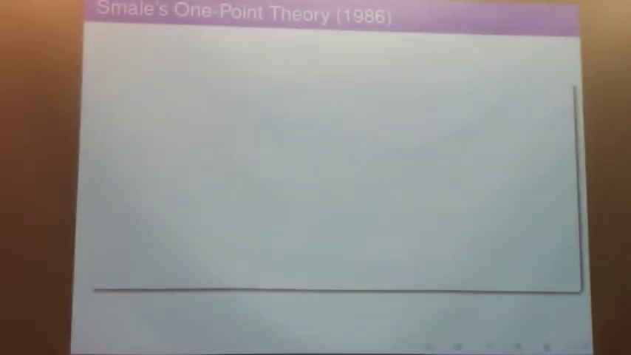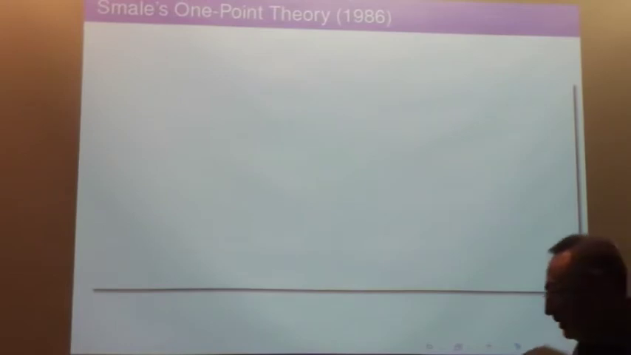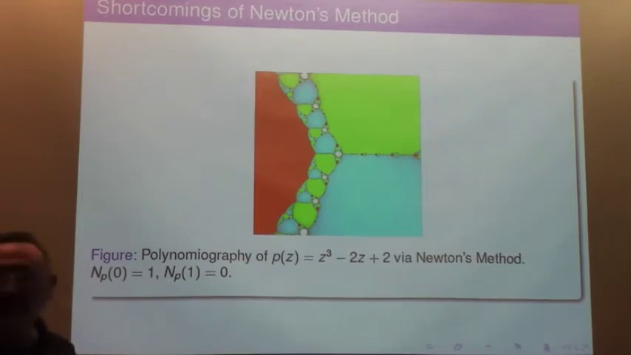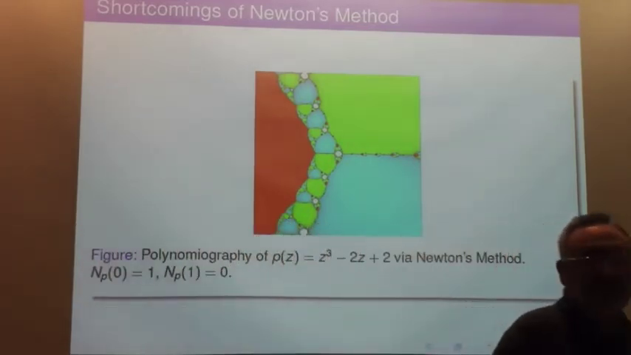Smale's one-point theory is one of the nicest. So in the white regions, it just stays in the white region, never goes out? Sorry? It just cycles. For instance, a neighborhood of 0 gets mapped into a neighborhood of 1, and a neighborhood of 1, so it cycles, yes. And you see it has a positive measure here, so it would be bad, of course.